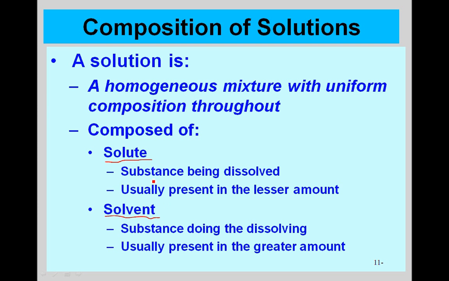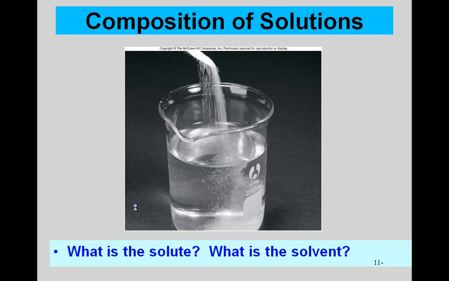If we were making Kool-Aid, we'd have Kool-Aid itself, sugar, and water. What we will have for the solute is our Kool-Aid and sugar. And then what we have for the solvent would be our water, which is what is doing the dissolving. So these are two key terms to remember: what is a solute and what is a solvent.